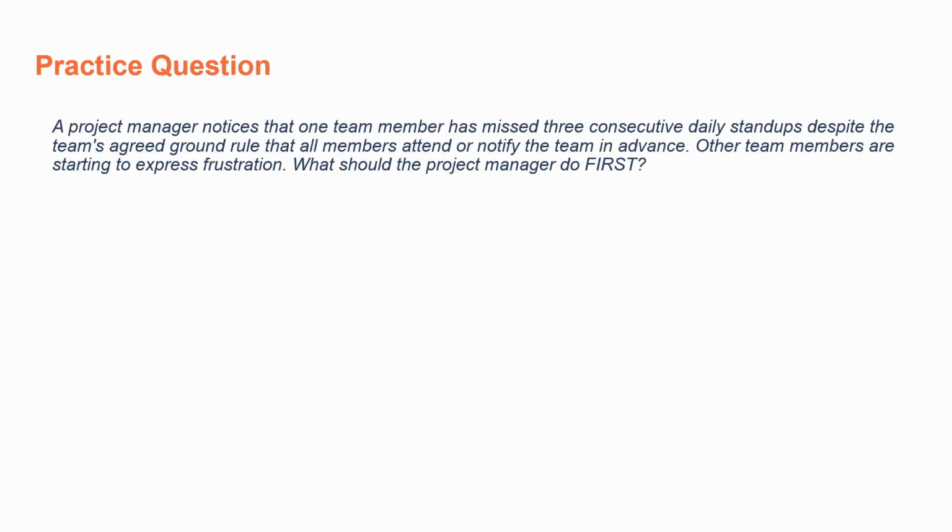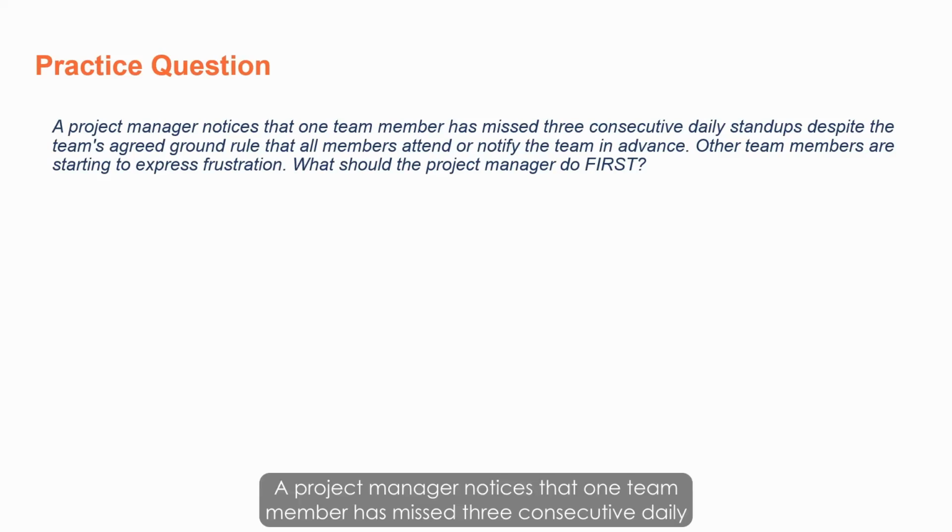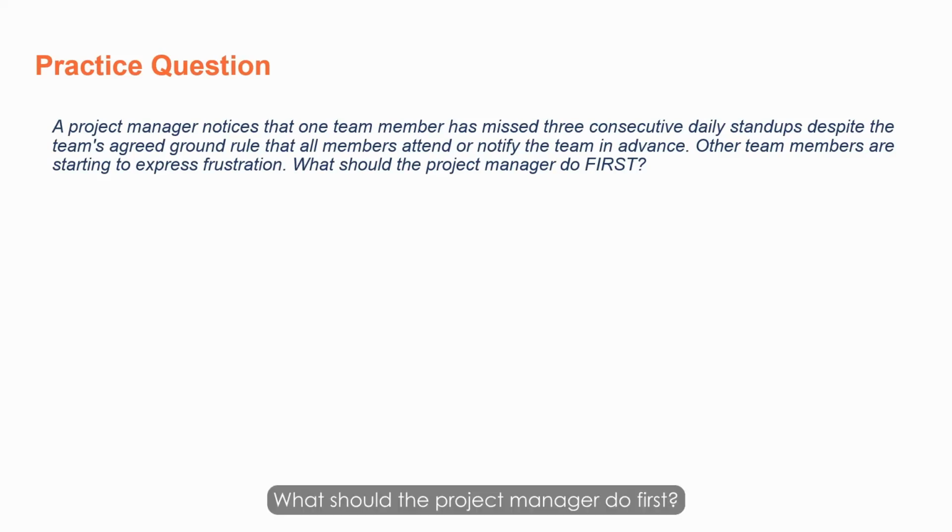Let's test your understanding with an exam-style question. Question. A project manager notices that one team member has missed 3 consecutive daily stand-ups, despite the team's agreed ground rule that all members attend or notify the team in advance. Other team members are starting to express frustration. What should the project manager do first?